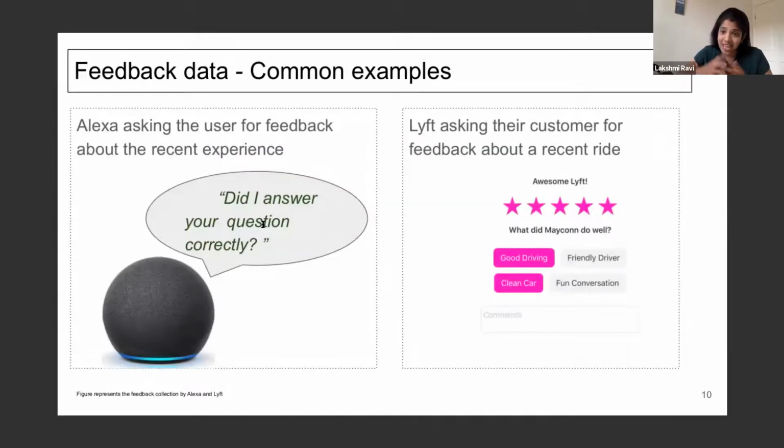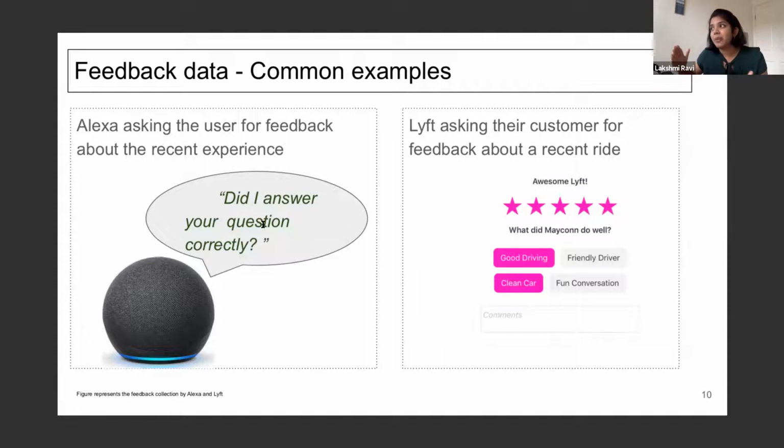The next category of data is feedback data. When you develop a product, you often want to know what the customer is experiencing. So you explicitly reach out to the customer: how was this particular experience for you? Here I have given two examples: Alexa asking the customer, did I answer your question correctly? And Lyft asking me for feedback, saying, how was your trip? How was your recent experience with Lyft? Was it good driving, or did you have any problem?